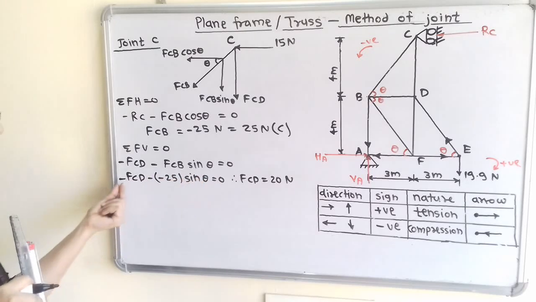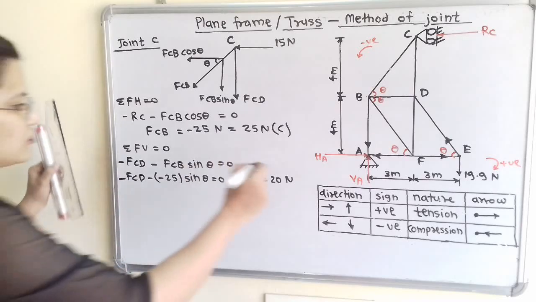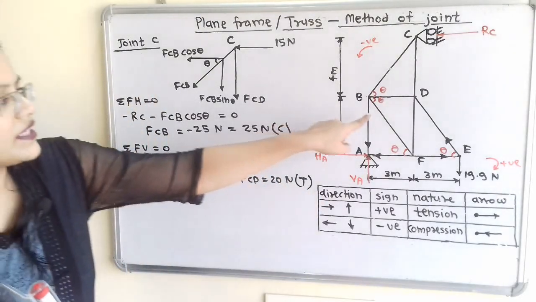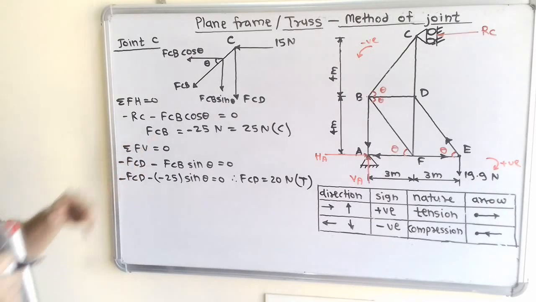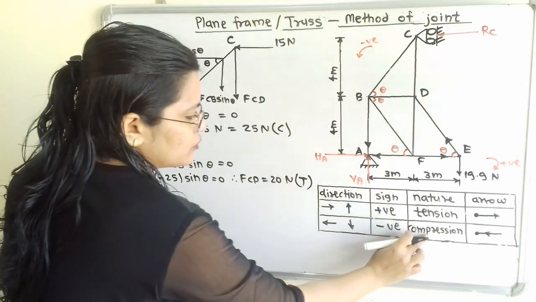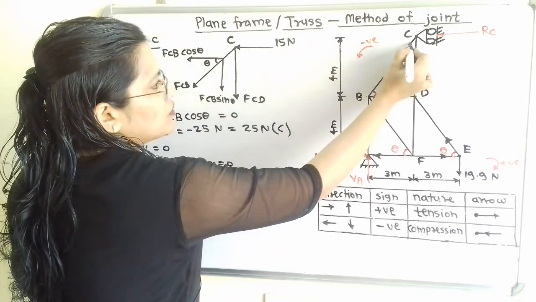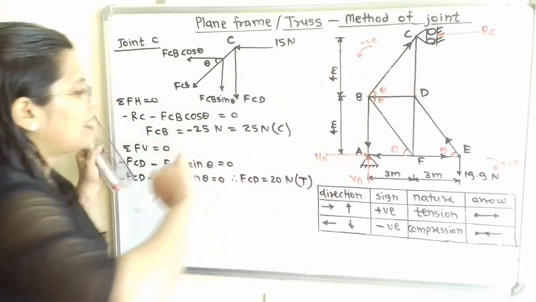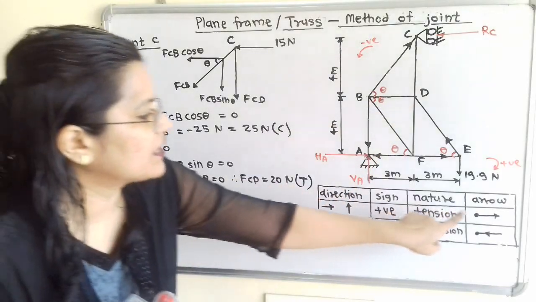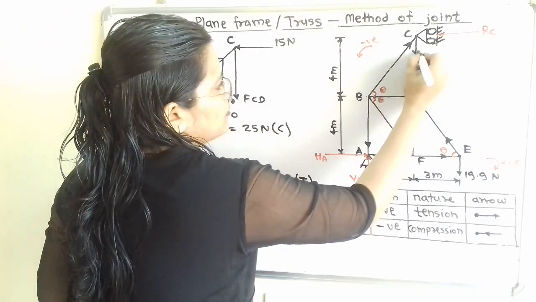Now when we simplify this and when we calculate FCD, then here is plus 20 Newton. So here nature is tension. Now we will show with the help of arrow. So FCB, here is joint C and nature is compression. So for compression we have to show arrow towards the joint. So I will show here. And next is CD. So for member CD, nature is tension, and for tension we have to show arrow away from joint C. So we will show here.